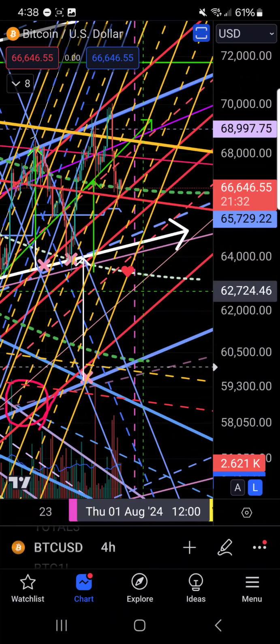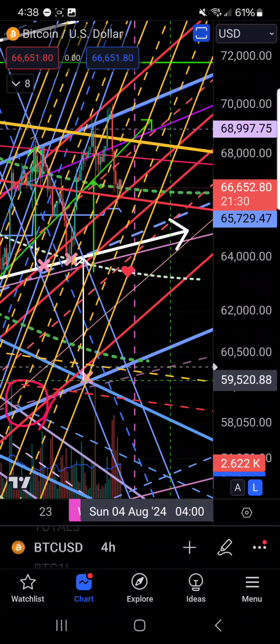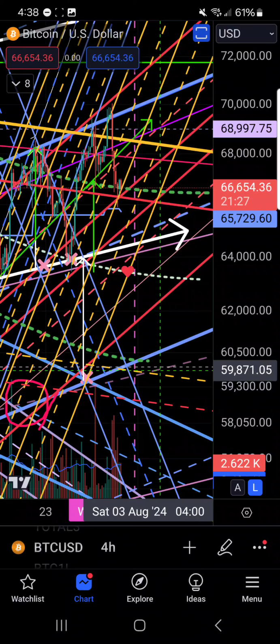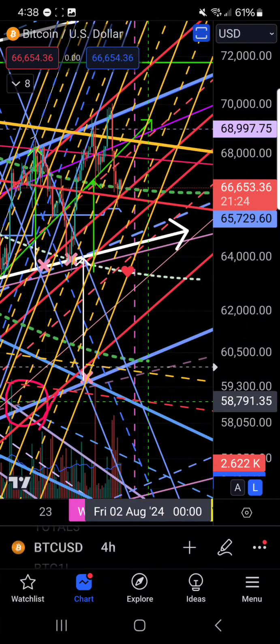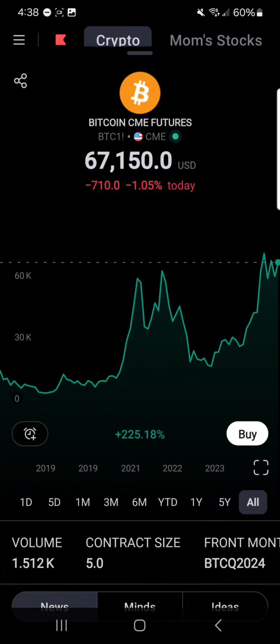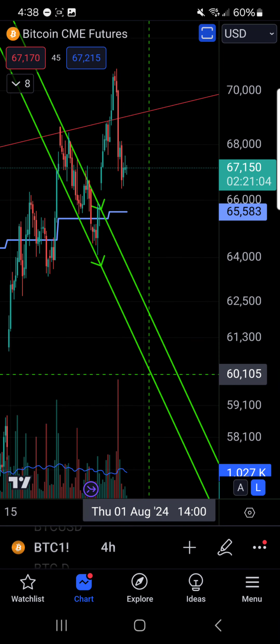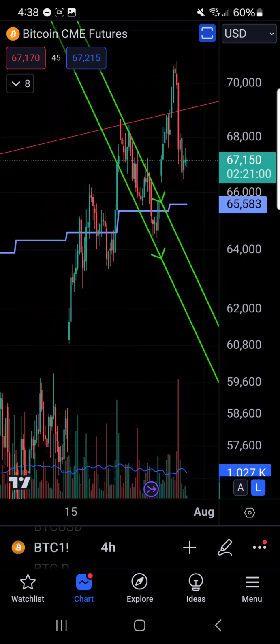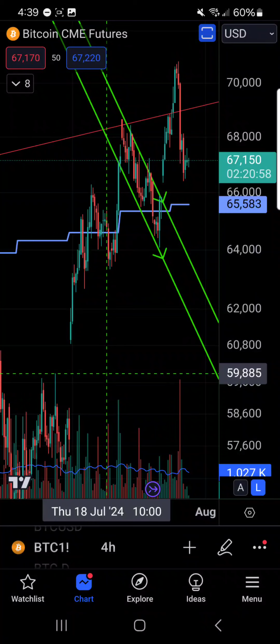So naturally it would make sense that we can oscillate back down to the orange center line of the channel, or even possibly the red center line here. The red center line's at 58.8, and the other one is at 59.8. What did I say on CME futures? Was it 59? I think it was 59.8, right? Yeah, 59.8, I believe, would satisfy everybody.